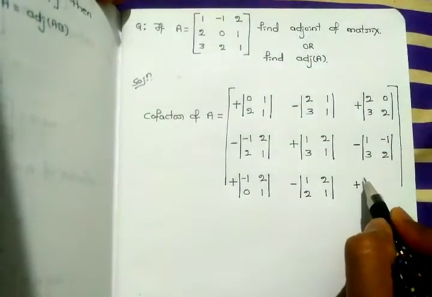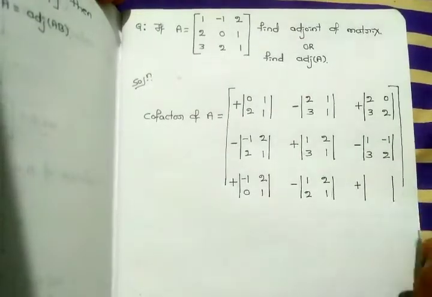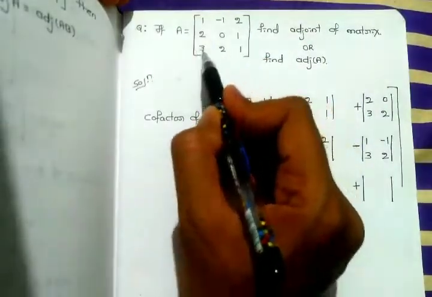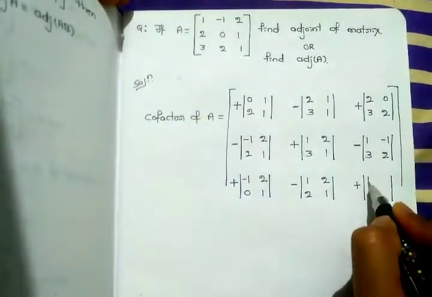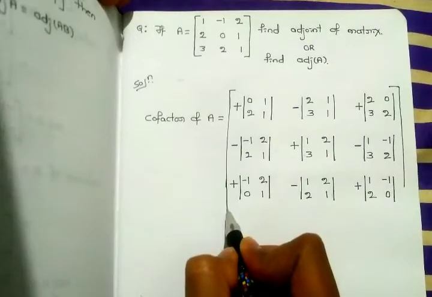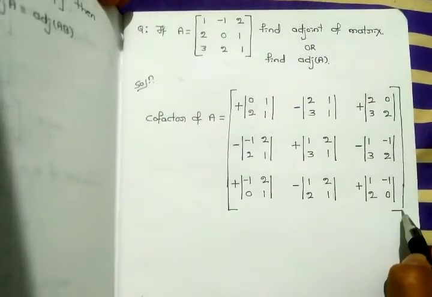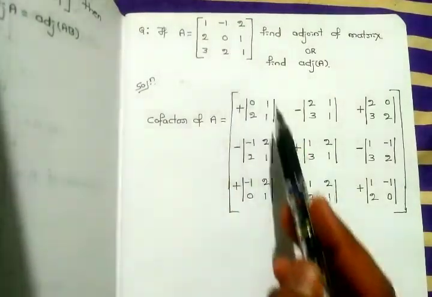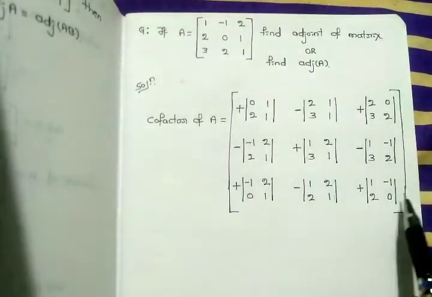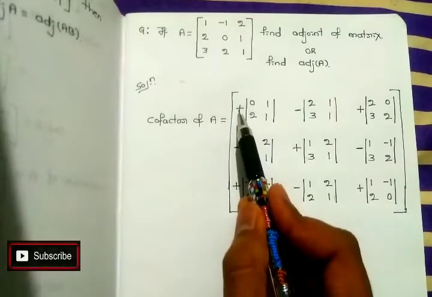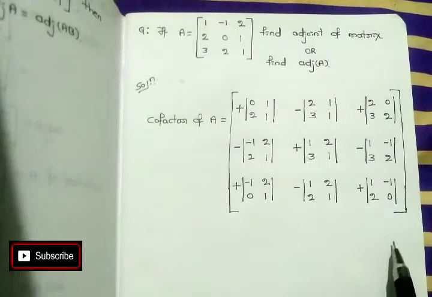And for the last element, plus sign, mention that plus sign. The last element, the ninth element, is 1. Delete that column, delete that particular row. What is the remaining element? 1 minus 1, next 2 0. So close the bracket. So this is the first step. For all 9 elements you need to find the cofactor first. So outside you have to mention the sign rule. So next step, keep the outside signs as they are.